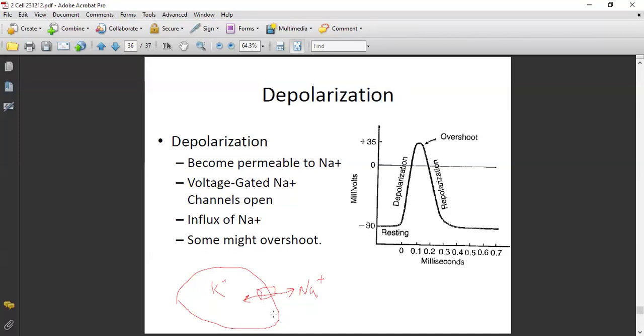Inside was originally very negative. Now you bring in some positive ions to make it positive. Sometimes it overshoots, but it becomes positive. So you provide that depolarization. Yeah. So that is a depolarization. And the quiz question can be: which ion channel contributes to the depolarization phase of an action potential? That will be the voltage-gated sodium channel.